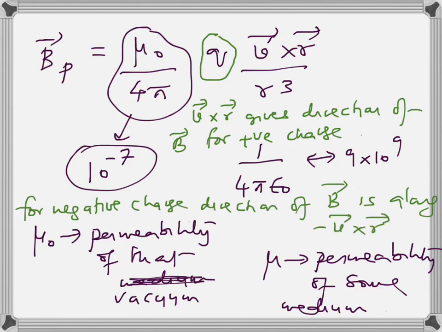So the law is very deep. It is telling you that first the charge should be moving. If its velocity is 0, the magnetic field is 0. Then the direction of the magnetic field is given by V cross R. There is one speciality in this law. Let's look at that carefully.